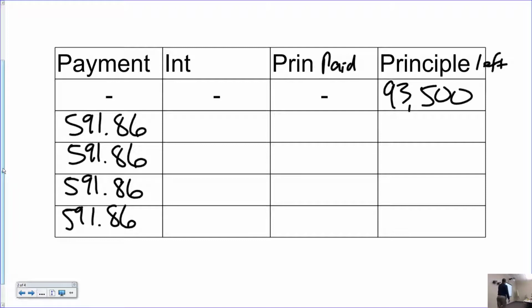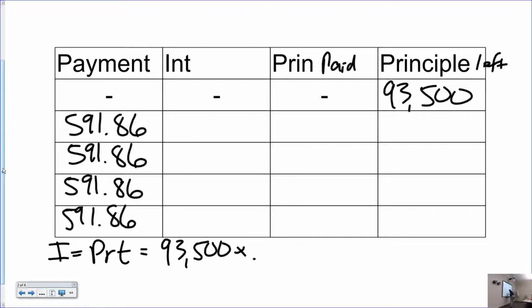Now, how do we find interest in a mortgage? It's simple. It's I equals PRT. How much do we borrow? What's our principal? $93,500. What's our interest rate? 6.5%, 0.065. Thank you. And how much time are we borrowing this money for? 1 month, which is 1/12 of a year.